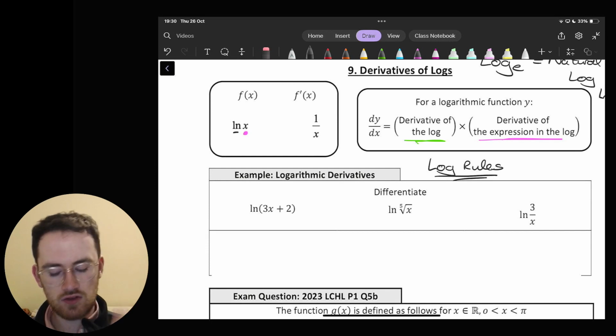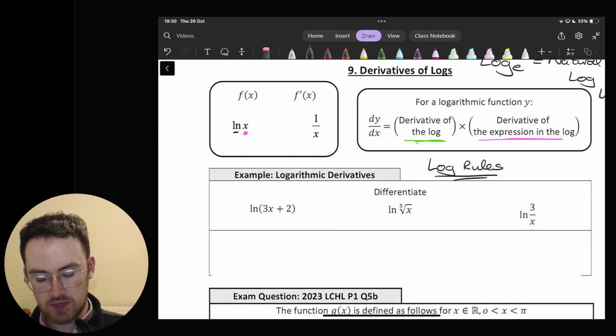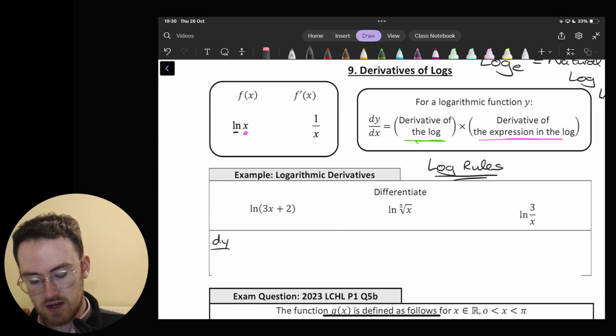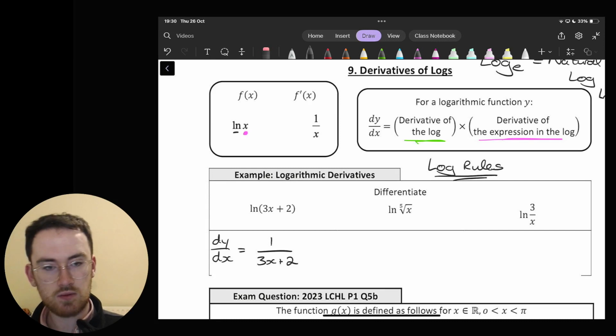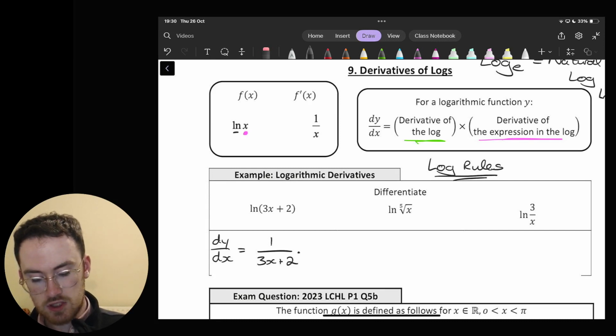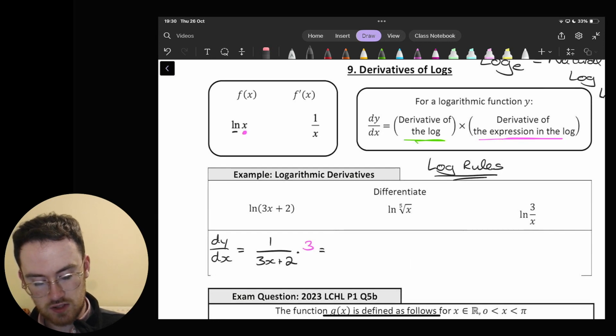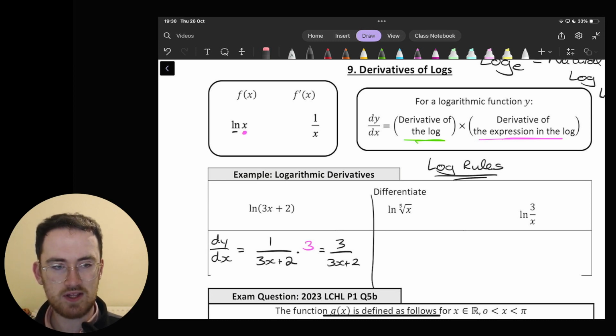So ln of 3x plus 2. I'm going to take my derivative here. First of all, I'm just going to apply my rule. So my rule says it goes to 1 over whatever's in that subject part, which is 3x plus 2, but I have to multiply then by the derivative of that part also. So I get 3 over 3x plus 2. Same as we would have done with all our trig ones, multiply by the derivative.